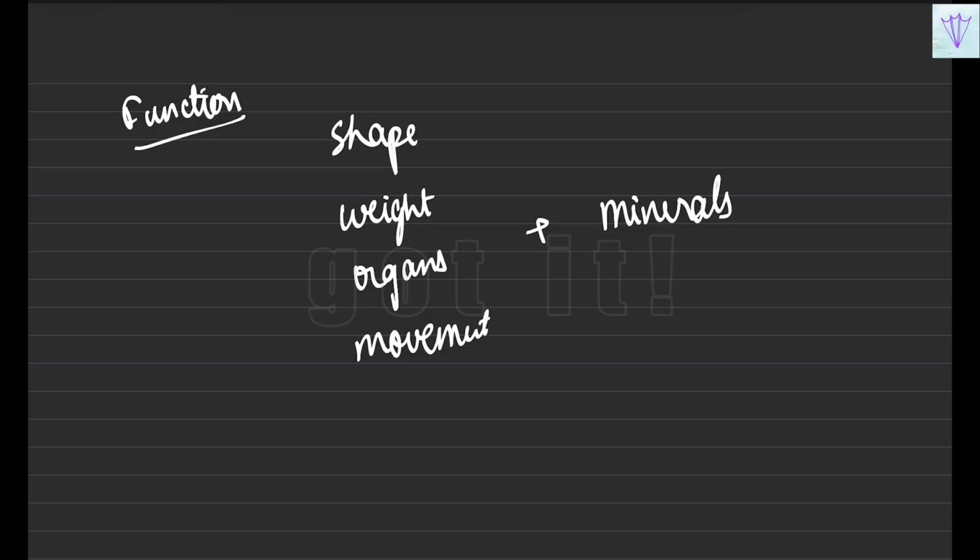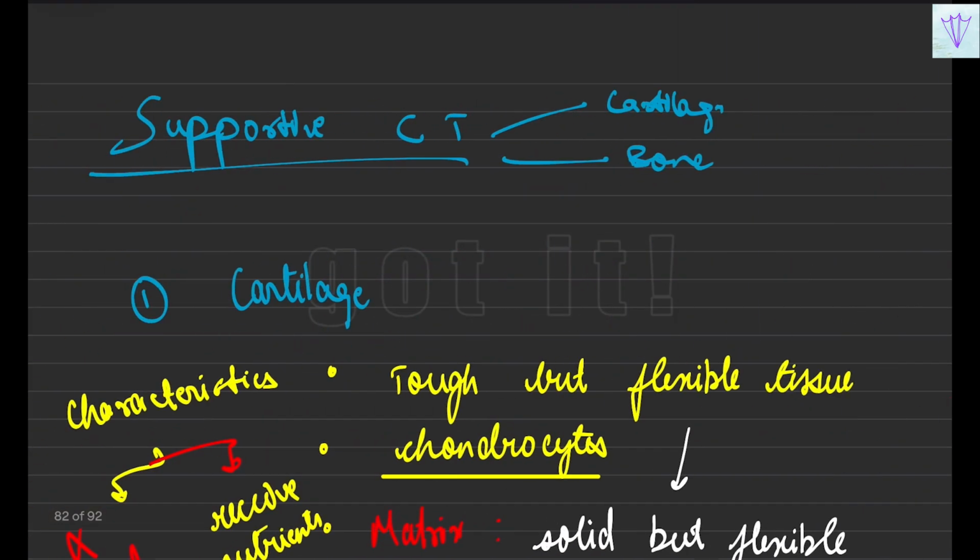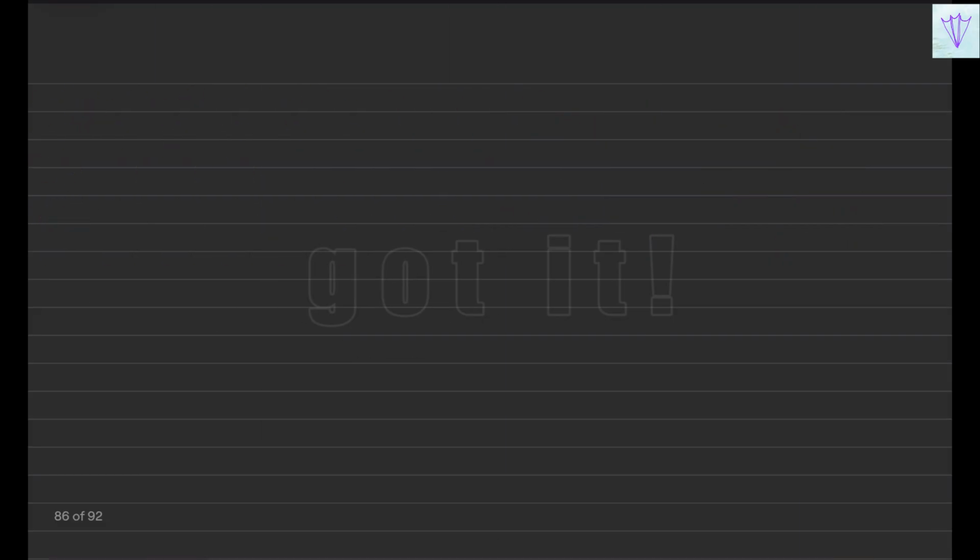And I don't think you require any trick to remember bones, but still, bone is the body's building frame. So whenever you see bone, you have to remember that it is the body's building frame. So like the iron rods that support a building, the bones will actually support the body. So you have to remember, it is very, very important. We already completed the cartilage part, and with this we have completed the supportive connective tissues. Now we'll be moving to the fluid connective tissue.